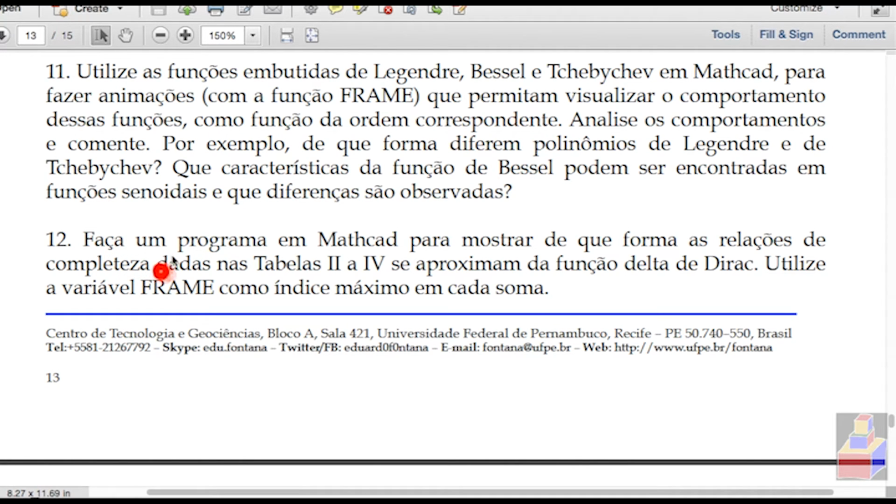Another example here is to make a MATLAB code to see how the delta functions start to appear using the completeness relation as more and more terms are added. Make a finite number, make a frame variable, and make an animation. So let's put in more and more terms and see how the functions start to compress and become like the delta function. Okay.